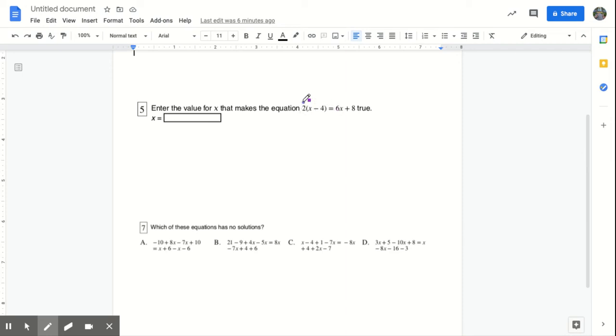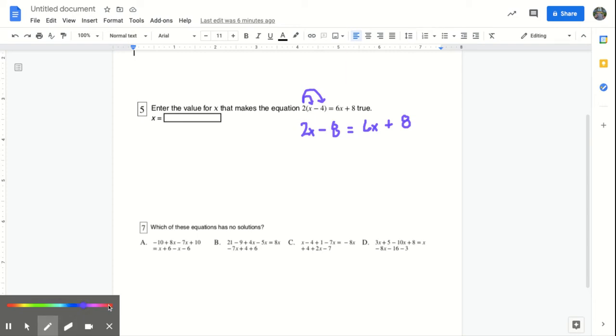I also noticed that there's a 2 here in front of the parentheses, so I'm going to distribute the 2 because that means 2 groups. So 2x and then minus 2 times 4 is 8. And on the right side of the equation, there's a 6x plus 8. Now there's no more simplifying that I have to do here because I can't combine any like terms on the left side. There's no x's that need to be combined. There's no numbers. And on the right side, it's the same thing.